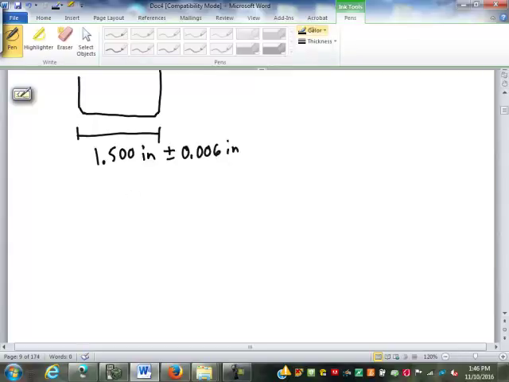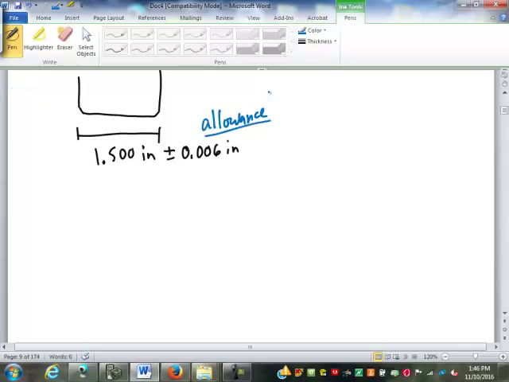What's that saying? Plus or minus 6 thousandths. Now, a lot of people call it a tolerance. The technical name for it is an allowance. A tolerance is slightly different. It's part of a tolerance.